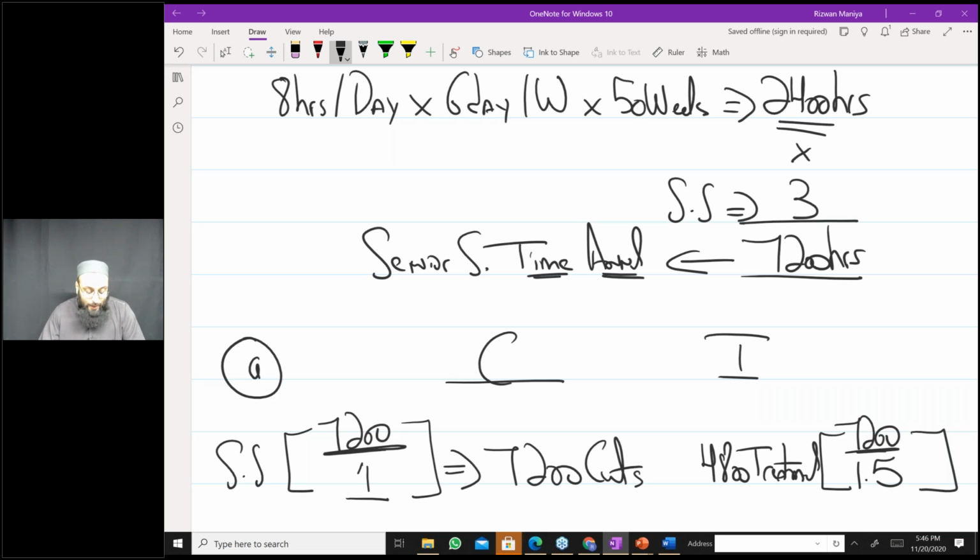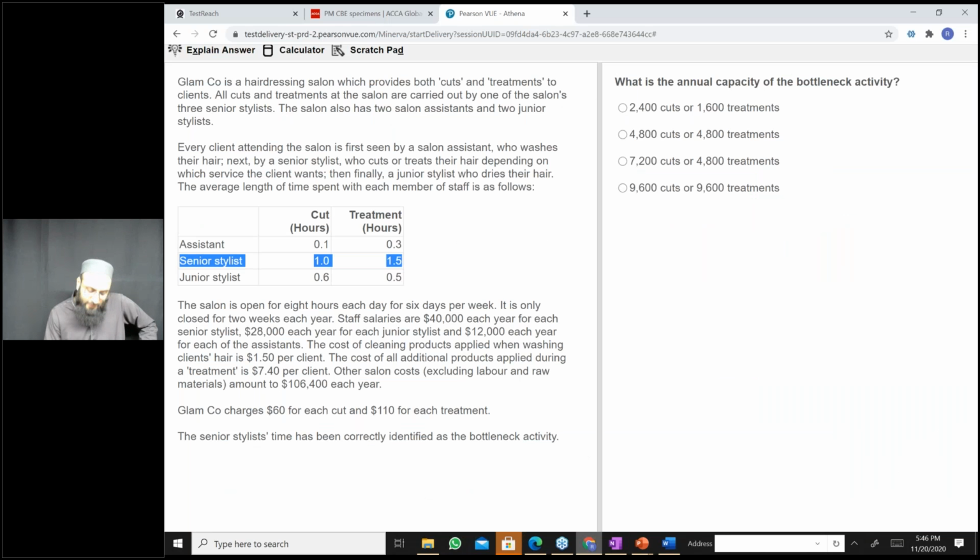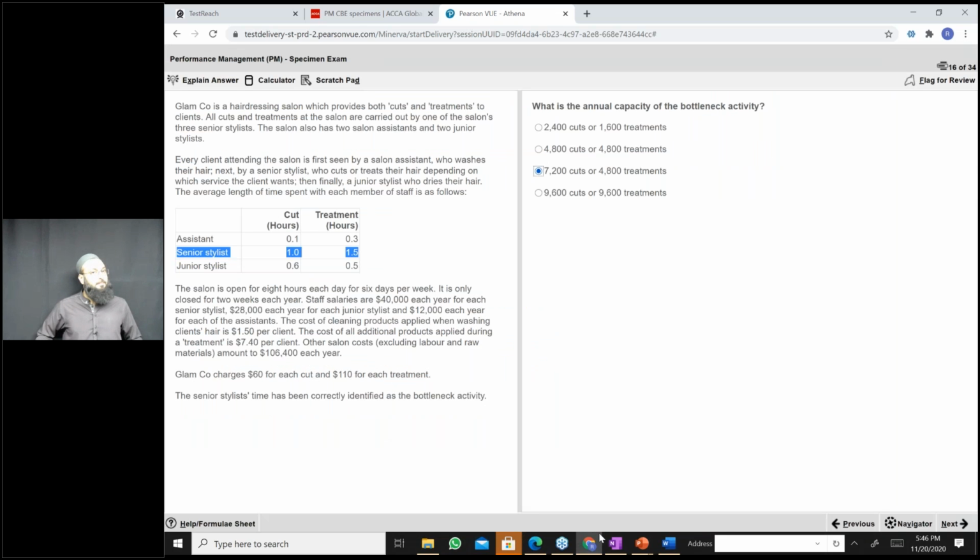What I have seen in the past is that students struggle with this 3 and get it wrong. You miss this 3 every time, because the answer options consider this 3 and also ignore it. This 3 is important because you need the time for senior stylists, and if there are 3 senior stylists, you have to multiply by 3. So the answer to question 1 is 7,200 cuts and 4,800 treatments. Agreed? A quick one, say yes or no. Anyways, let's move on.